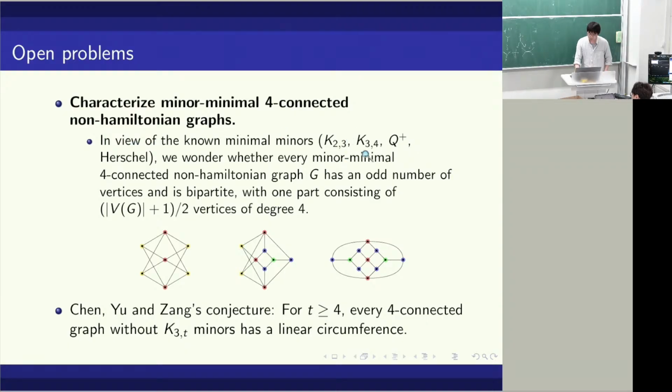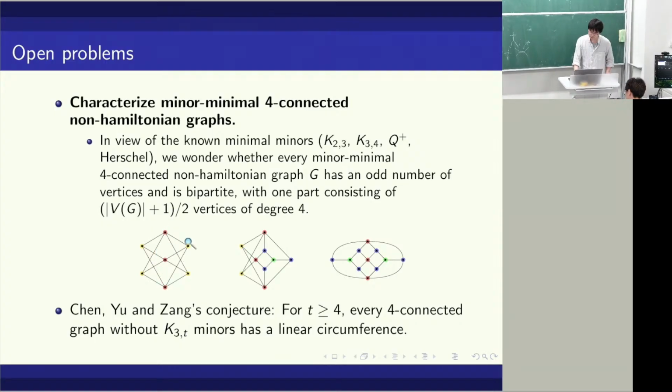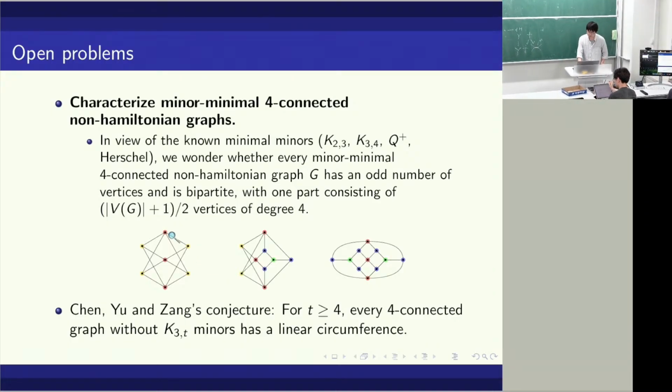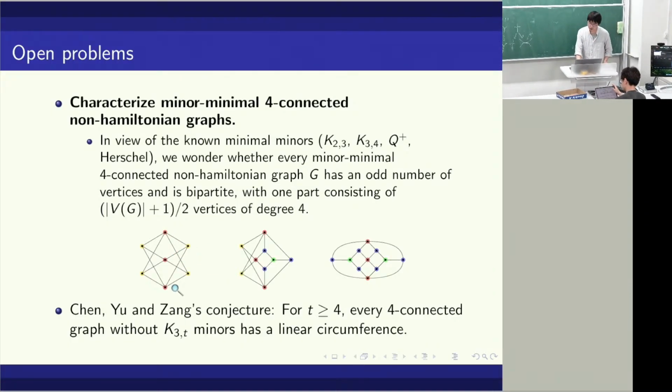But if we look at what we have for the 2 and 3 connected cases, we have K23, K34, Q plus, and the Herschel graph. They have one common pattern: they are bipartite, and one part has exactly one more vertex than the other part. And the part with one more vertex, they have degree equal to k, I mean, if it's k connected.